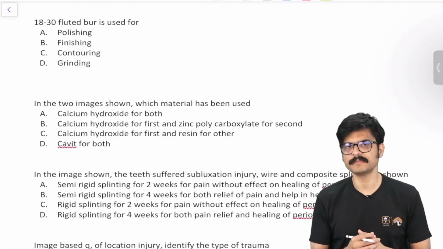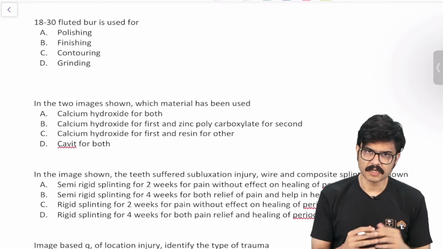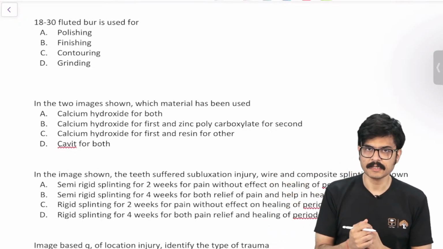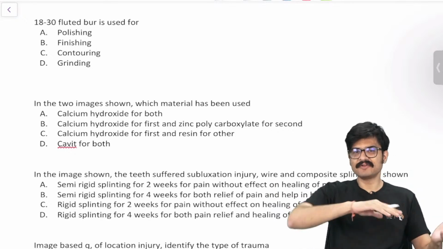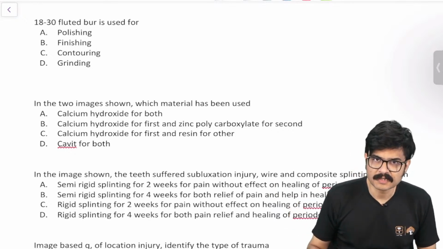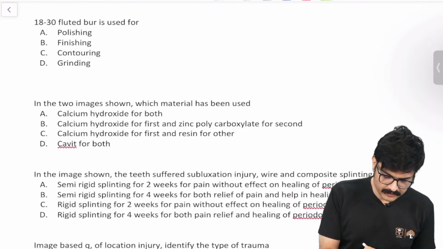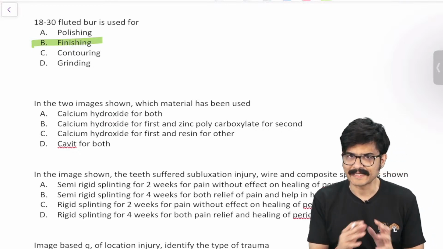18 to 30 fluted burr is used for. It's a finishing burr, right? If you want to do polishing, it would be much more finer than that. If you want to do gross cutting, it would be like an 8 to 12 fluted burr configuration. So 18 to 30 fluted burr is a finishing burr. No doubt about this. That is the answer.